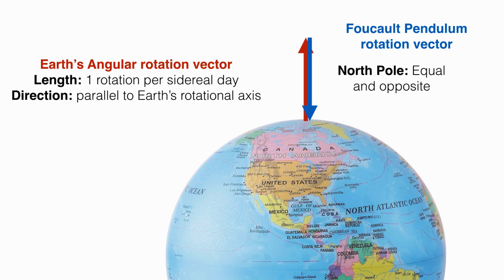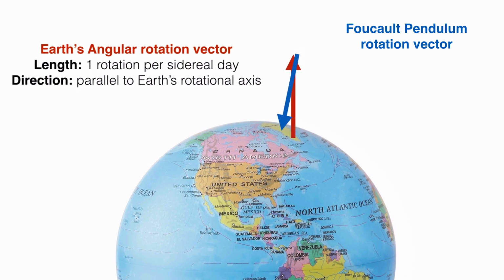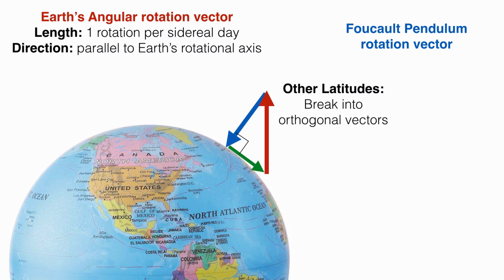What if we had a Foucault pendulum exactly at the North Pole? And you might have seen videos of this. Well, the globe is essentially going to turn under the pendulum. So we're going to have an equal and opposite vector for the Foucault pendulum. Now, anywhere other than the North Pole, you have to break the red vector into 2 orthogonal vectors, a blue and a green, and they have to be at right angles to each other. Now, we don't really care about the green. The blue is going to be the rotation of our Foucault pendulum.